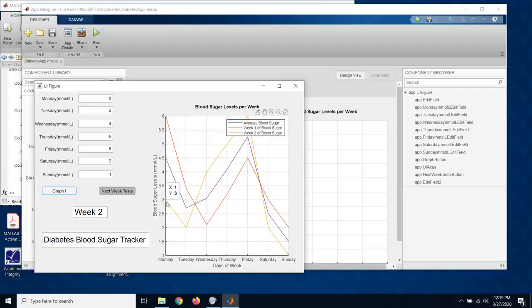So at week one, Monday was 3. And then you can see that from the old one, at week one, Monday was 4.5. As you can see, it plots the blood sugar for week 1 and week 2, and then the orange line is the average of both weeks. So it adds the 2 days up and divides them by 2, which calculates the average.